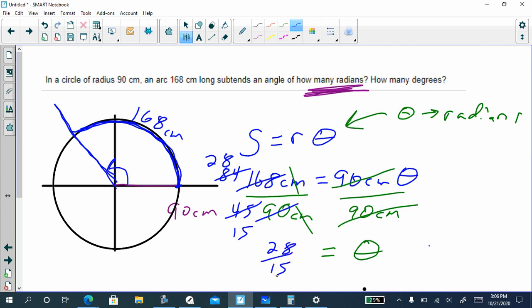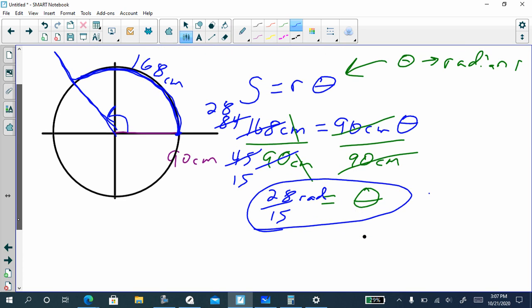So also notice this does not have a pi in it. 28 over 15 is not 28 over 15 pi. It's just 28 over 15, and the unit on that is radians. So it doesn't have to have a pi to be a radian angle.